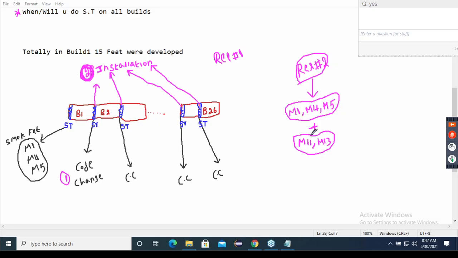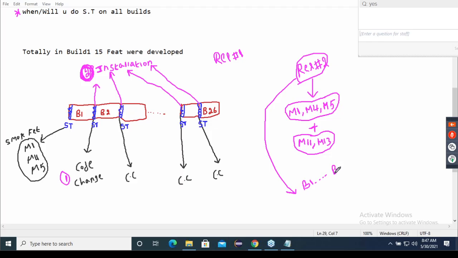So that means smoke features are repetitive in the same release. Next release, some additions may be done. Possible, not possible? Some additions of the new basic features and the critical features may be done. So now you tell me, in release number 2, B001, how many features will you do smoke testing?